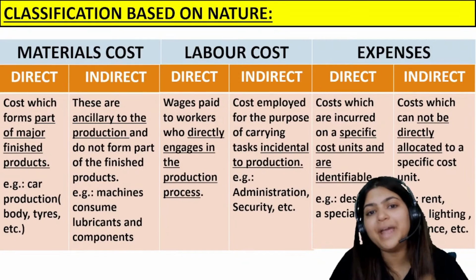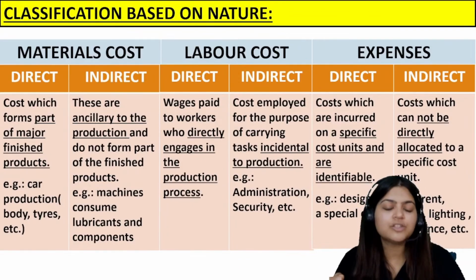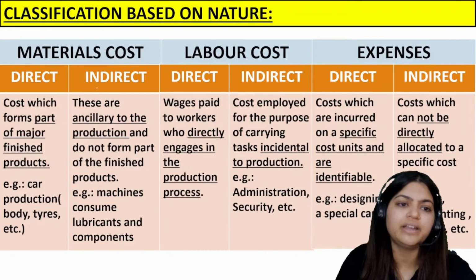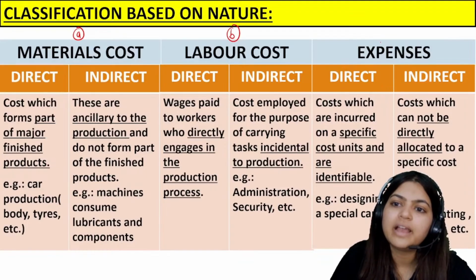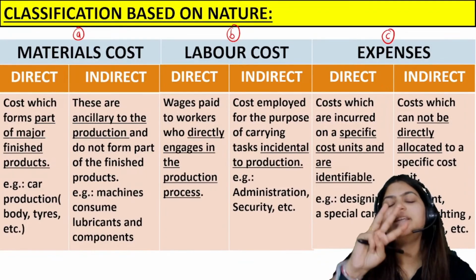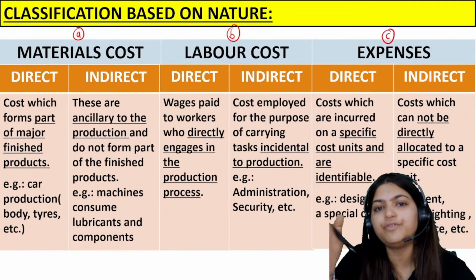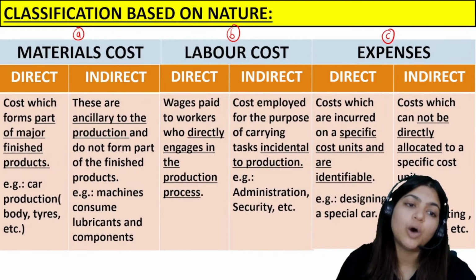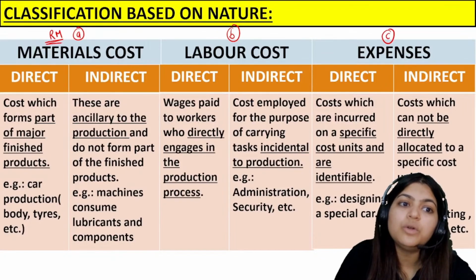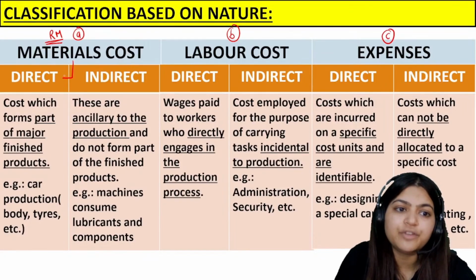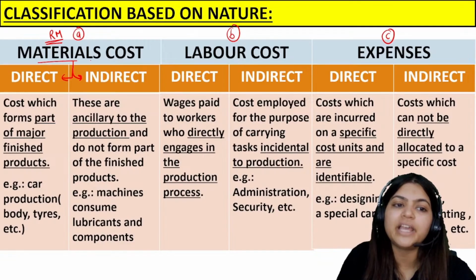So this is based on nature. Based on nature, you can classify into three parts: materials, labors, and expenses. Yes, these are the three parts into which you can classify your cost. Now, first materials. Materials means your raw materials. But now raw materials, again they are bifurcated into two: direct and indirect.